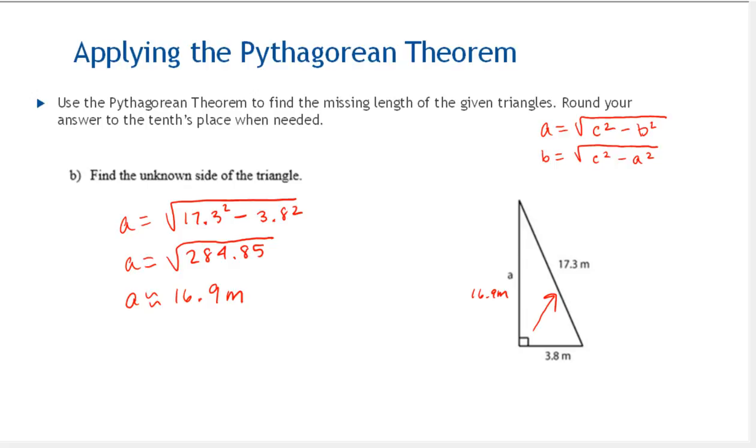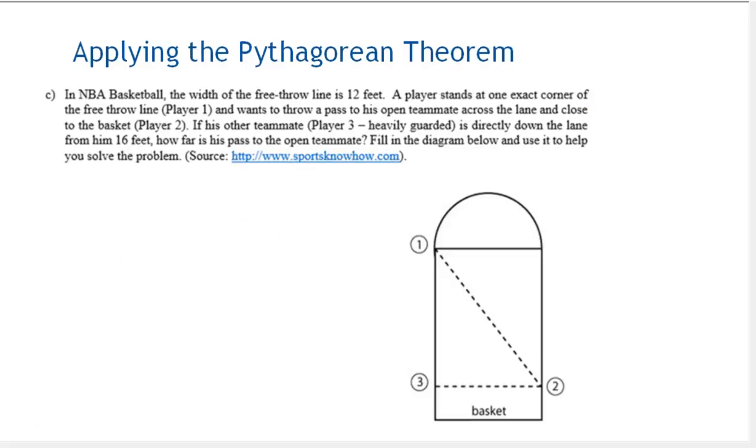Now we're going to look at two application problems. In NBA basketball, the width of the free throw line is 12 feet. Okay, so I looked this up. The free throw line is 12 feet. A player stands at one corner of the free throw line, so player 1 is standing here, and wants to throw a pass to his open teammate across the lane and close to the basket. So he wants to throw the ball to this person.